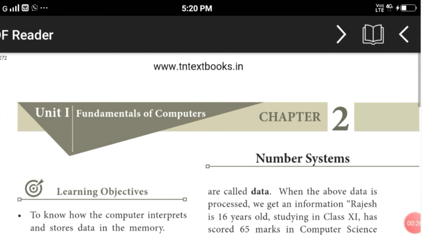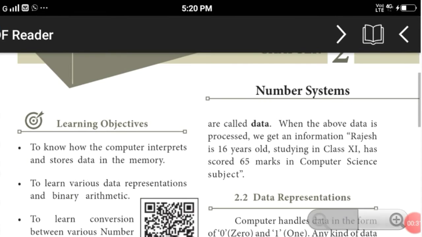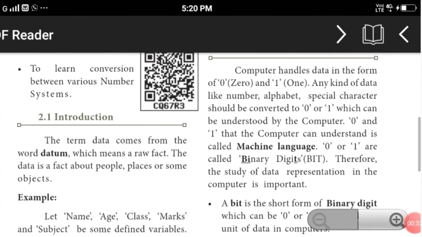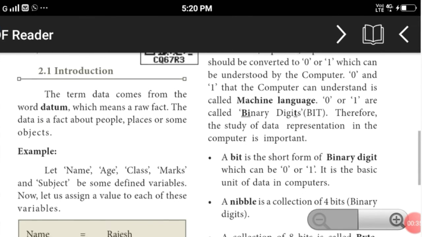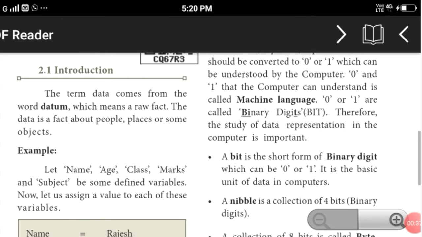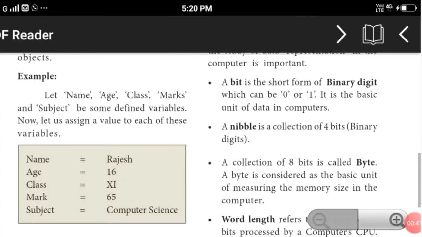Fundamentals of computers, chapter 2, number system. You know that you already learned the number system in 11th and 12th. Number system means we calculate the octal number, hexadecimal number and decimal number. So different categories are there.